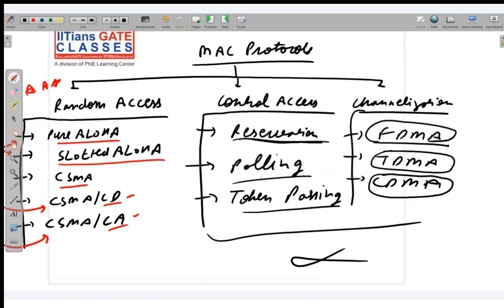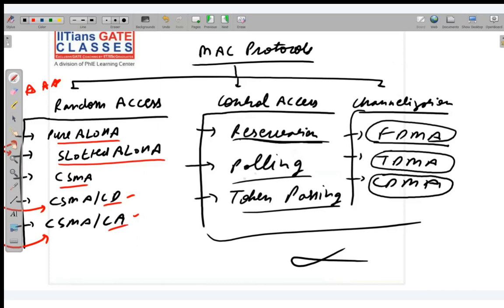So reservation, as the name suggests, in the early stages stations will do reservations. A time slot will be given to them, and in that time slot they will send the data. In that time slot only one station will send the data, because only one station has done the reservation. That is the reservation.